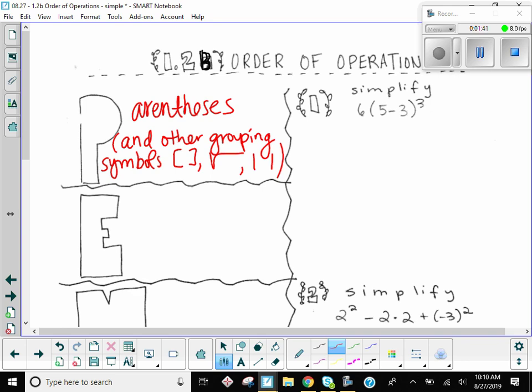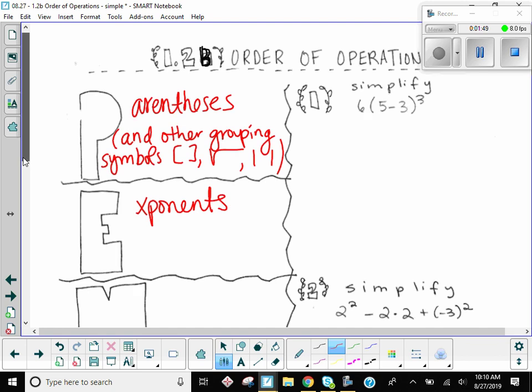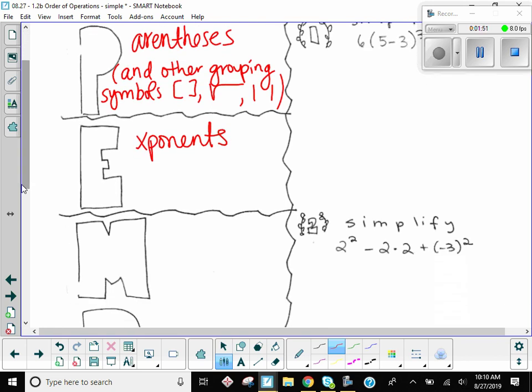And what does E stand for? Exponents. I've got nothing additional to add here. We all know what that means. And there's a little squiggly bar under E to let you know that E belongs all to itself. You're going to do all the exponents before moving on to the next thing.